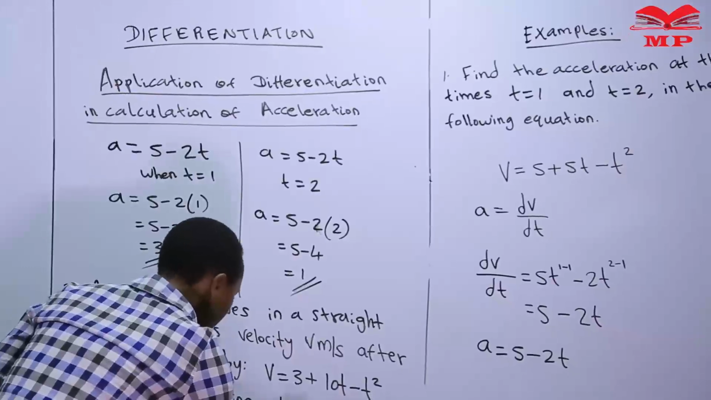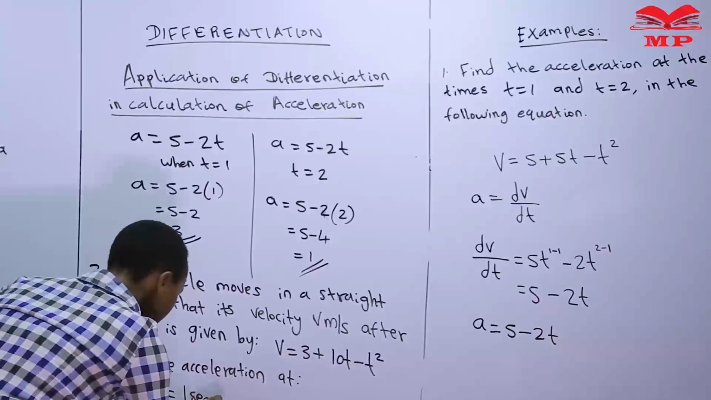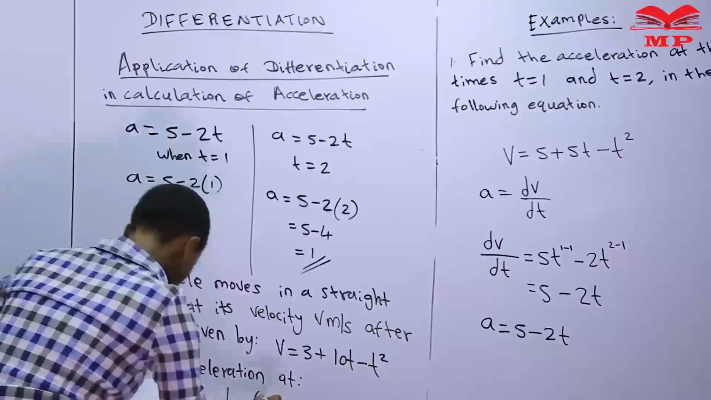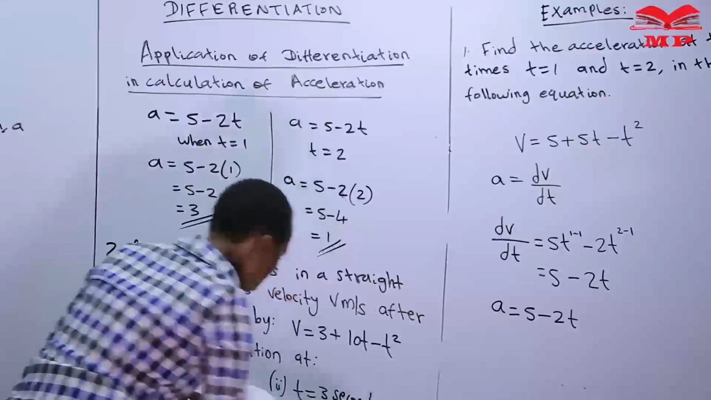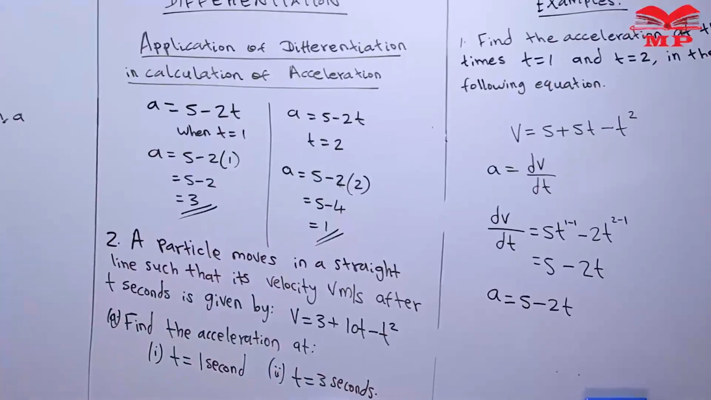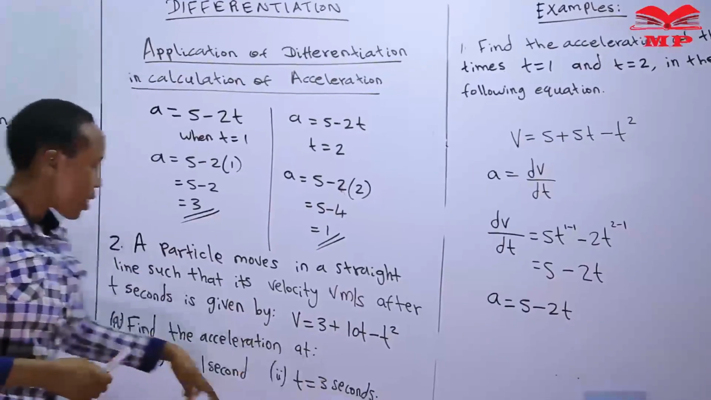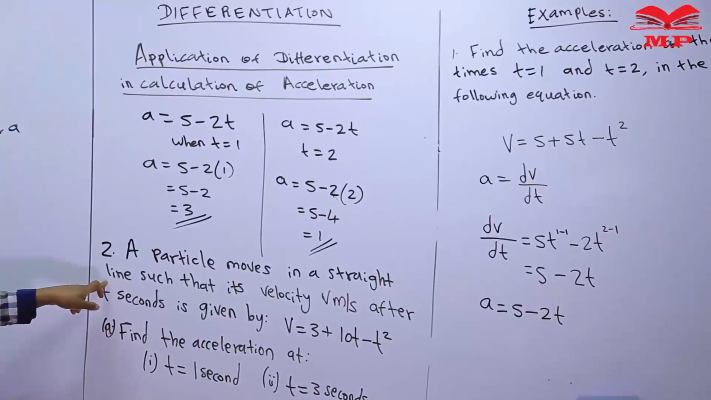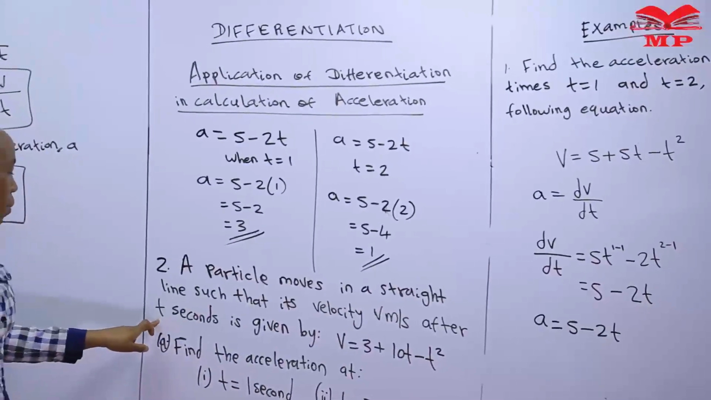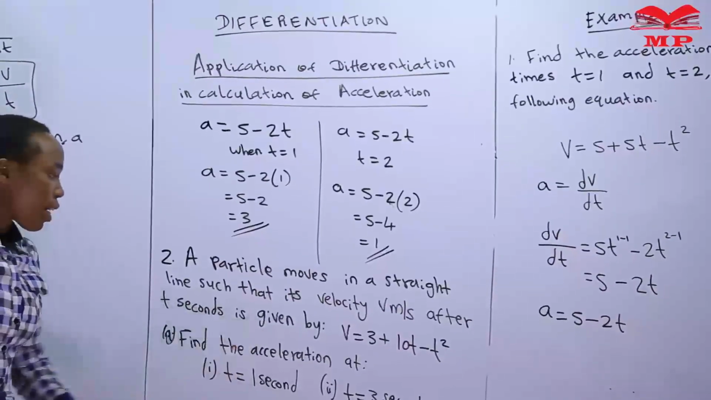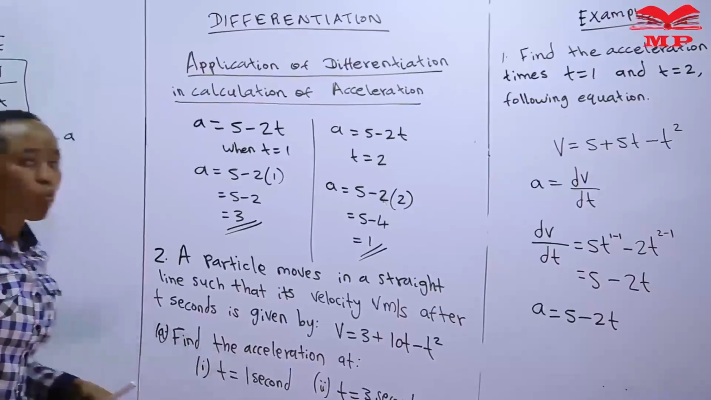At, number 1, t equal to 1 second, and number 2, at t equal to 3 seconds. So we need to calculate the acceleration when time is 1 second and when time is 3 seconds. A particle moves in a straight line such that its velocity is v meters per second after time t seconds, and is given by that equation. So we want to find the acceleration at t equal to 1 second.